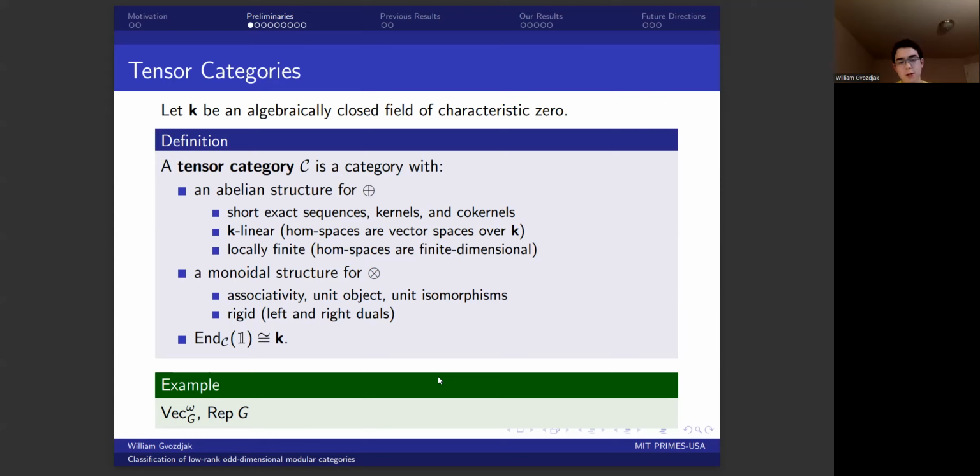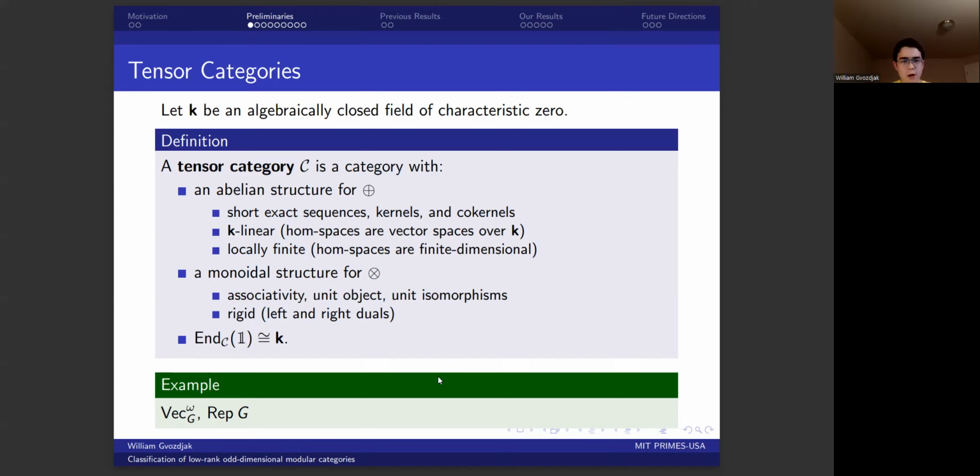The abelian structure essentially allows us to take direct sums of any two objects in our category. The way we do this is for any object, we require that there exist short exact sequences, kernels and co-kernels. I won't go into the details about the actual definition in this presentation. In addition to the abelian structure, we also require that a tensor category is k-linear. So this means that for any two objects in our category, the Hom space between those two objects must be a vector space over our base field K.